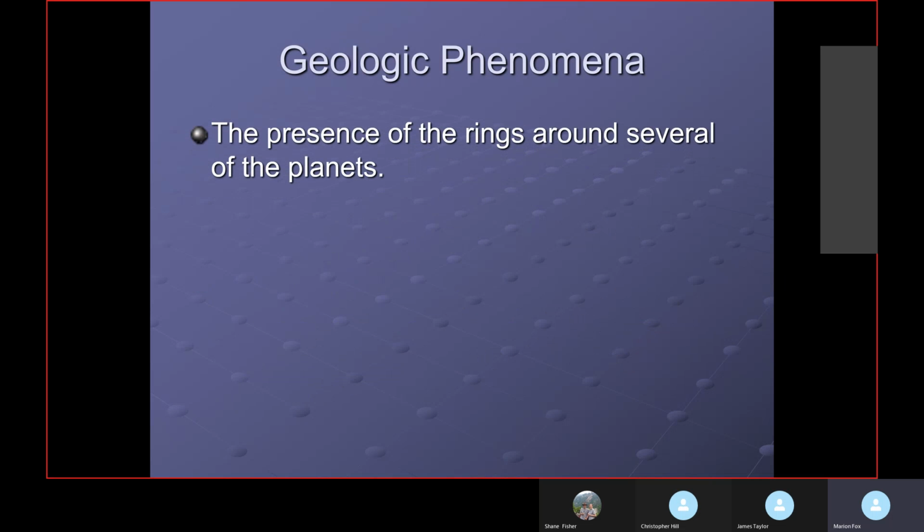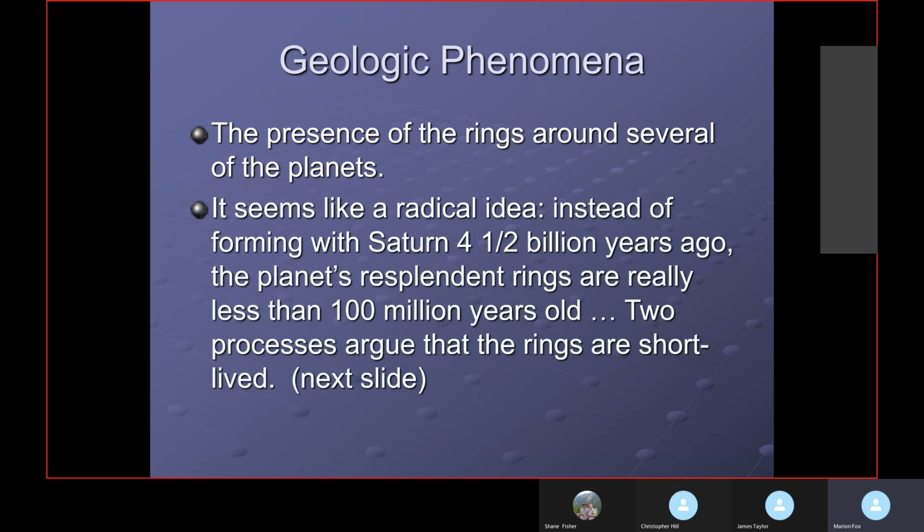The presence of rings around several of the planets is another problem. A radical idea: instead of forming with Saturn 4.5 billion years ago, the planet's resplendent rings are really less than 100 million years old. Scientists argue that the rings are short-lived.